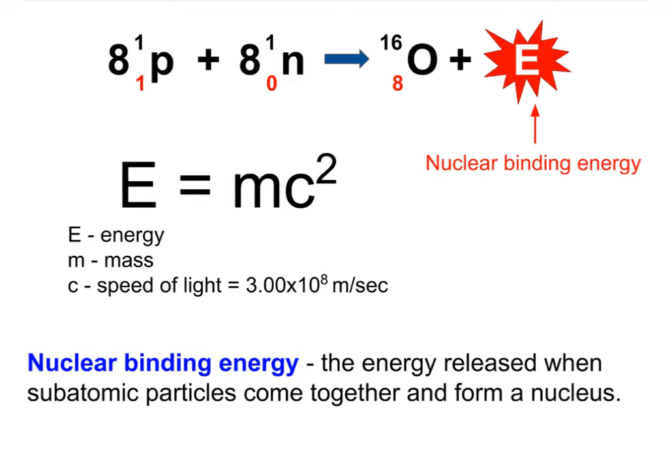The energy released when subatomic particles come together and form a nucleus is called nuclear binding energy. It is the energy that keeps protons from flying away from each other. It binds those subatomic particles. This is the amount of energy that we have to spend if we decide to separate protons and neutrons back into their free form.